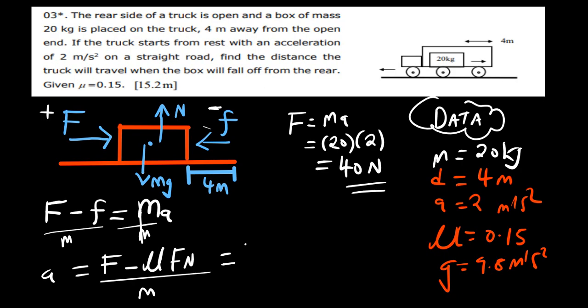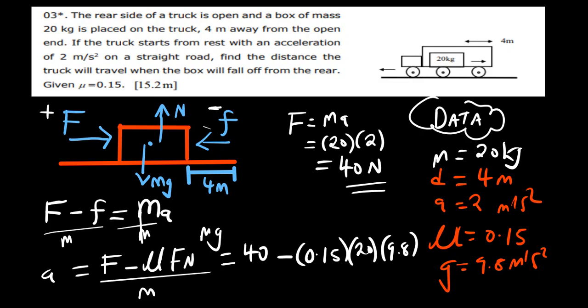Now what are we going to have? Our force we found is 40 newtons, minus our coefficient of kinetic friction we've been given, 0.15, multiplied by Fn. Now the Fn in this case is the mg, or the normal force. So mg in this case: the mass is 20, multiplied by the acceleration due to gravity, which is 9.8, divided by the mass on the other end, which is 20. Then we solve to find the acceleration.